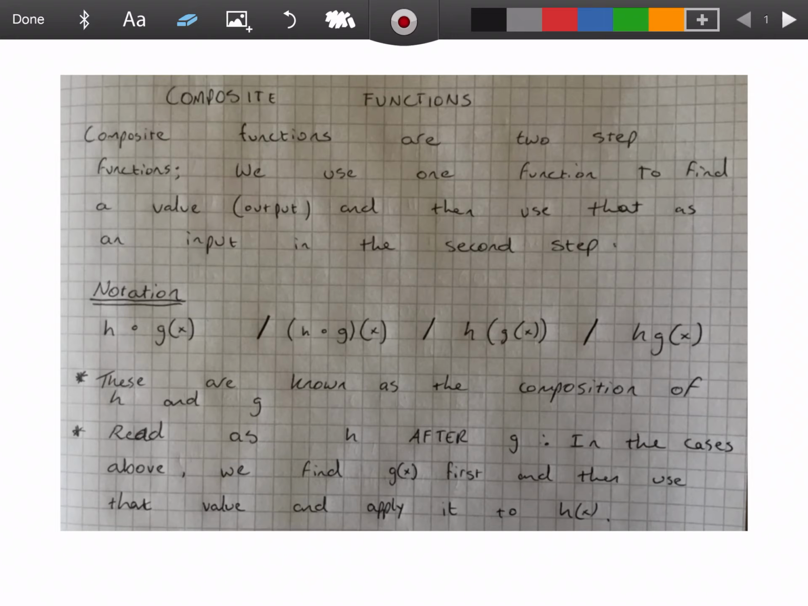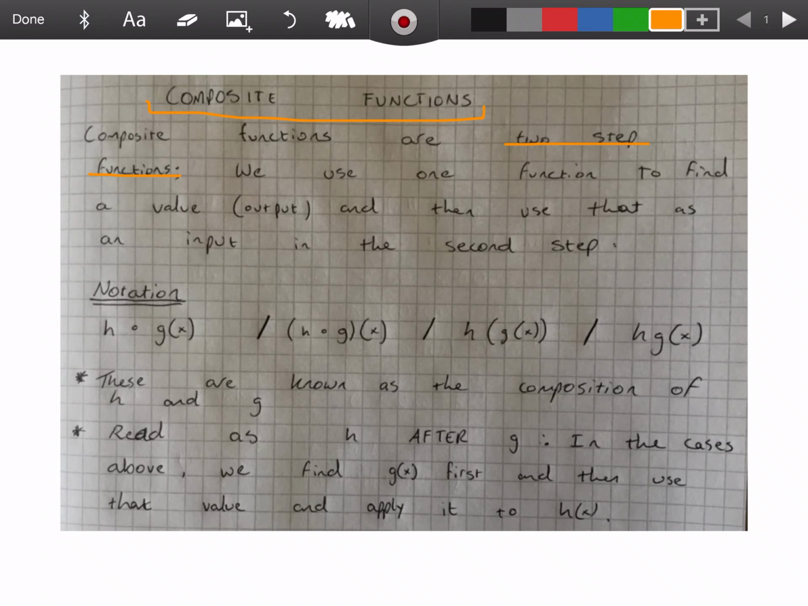To run through the next section with you, which is our part on composite functions. We've used the term composite before. It's just how things are made up. When we're talking about a composite function, it's talking about two functions coming together essentially. As I've said here, it's a two-step function, so it has two parts.